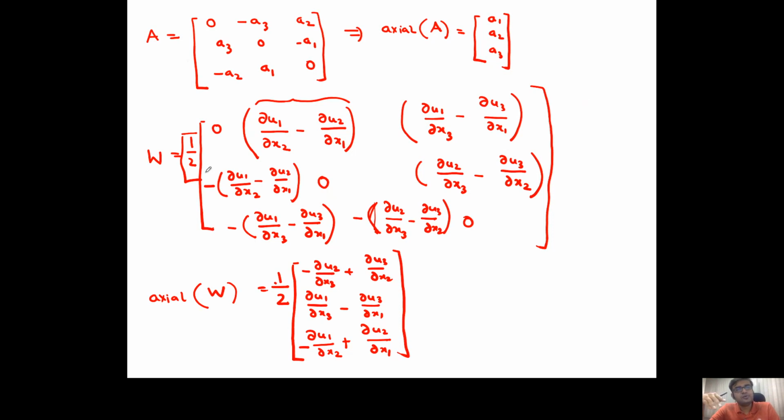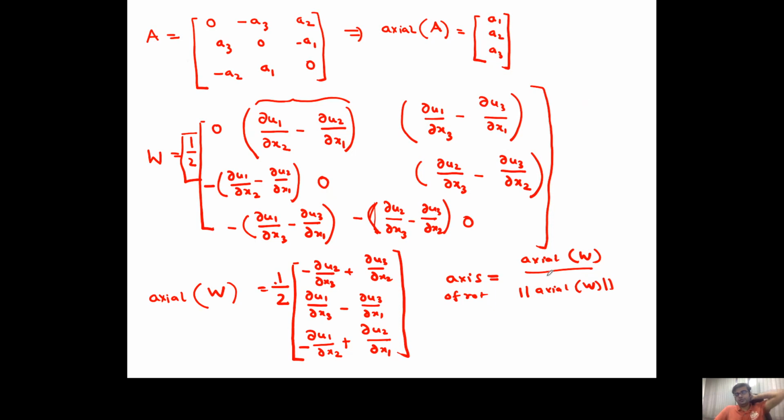And this axial of W you can use to compute or to get the axis of rotation, because just to recap, axis of rotation is axial of W divided by magnitude of axial of W. So basically, this is the direction, and then we are converting it into a unit vector.